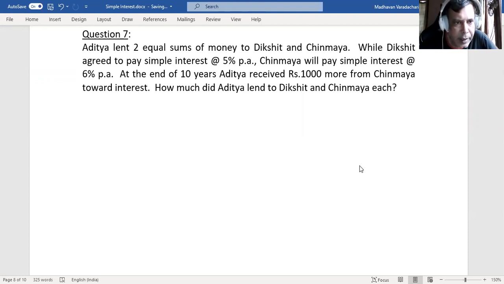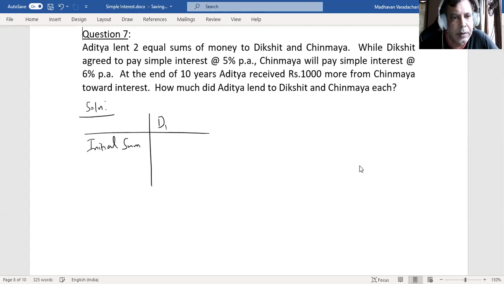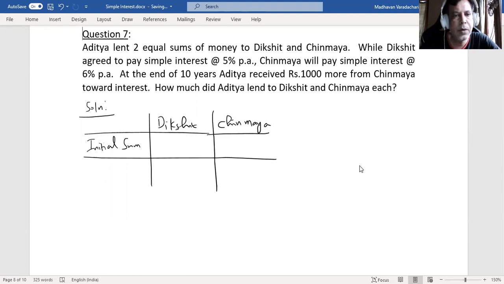Let me write like this. Initial capital or initial principal, initial sum, Dikshit, Chinmaya. We don't know what that is. That is what we have to find. Both are getting equal sum, so I'll call that C.